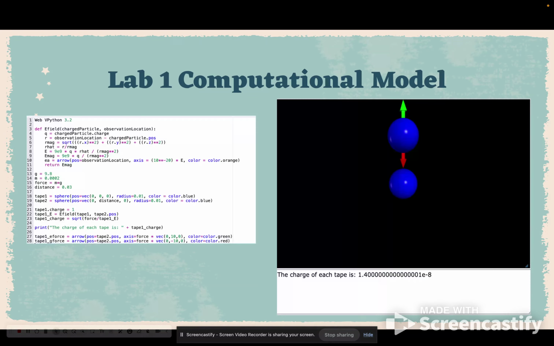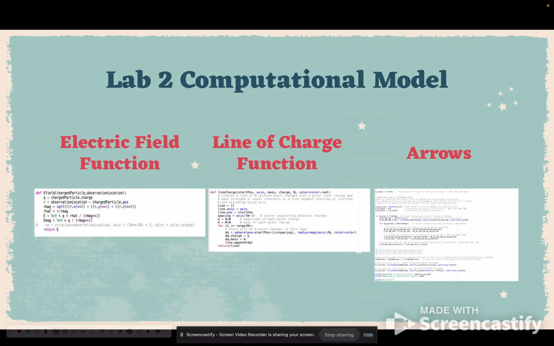Alright, and here's from lab 1 where we estimated the point charge, which ended up being around 1.4 times 10 to the negative 8 coulombs. And in lab 2, we split that into many equal elements and summed the vector electric field from every bottom element to each top element. The code includes an electric field function, a line of charge constructor, and an arrow visualization to display fields and forces, which captures the finite length effects that a midpoint estimate misses.